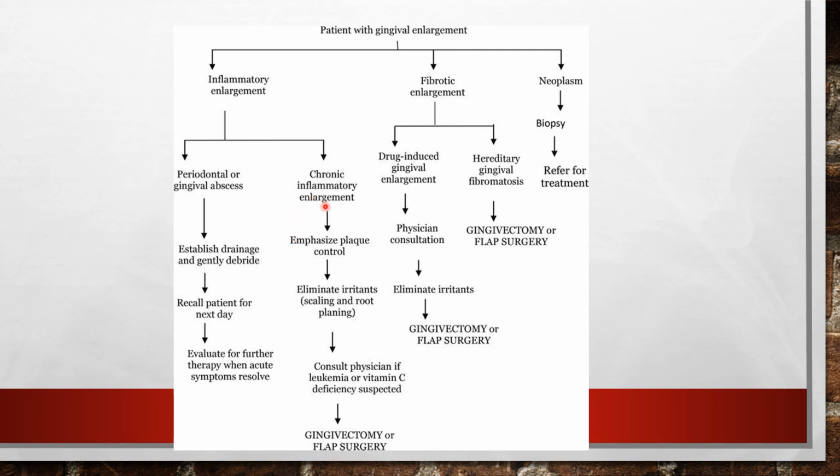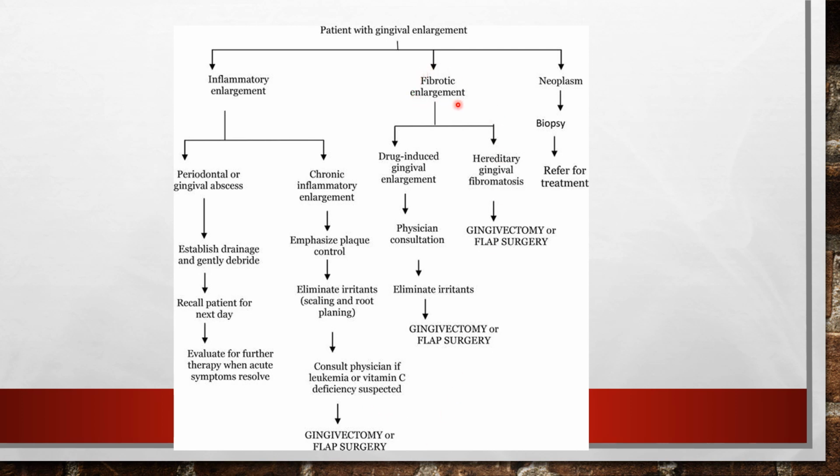So that is the acute gingival enlargement. Under chronic, as you know, it is mainly due to plaque deposition. So emphasize plaque control, eliminate irritants by scaling and root planing, and consult a physician if leukemia or vitamin C deficiency is suspected. If there is persistent gingival enlargement even after the removal of irritants and after ruling out other factors, we can go for gingivectomy or flap surgery according to the case demand.